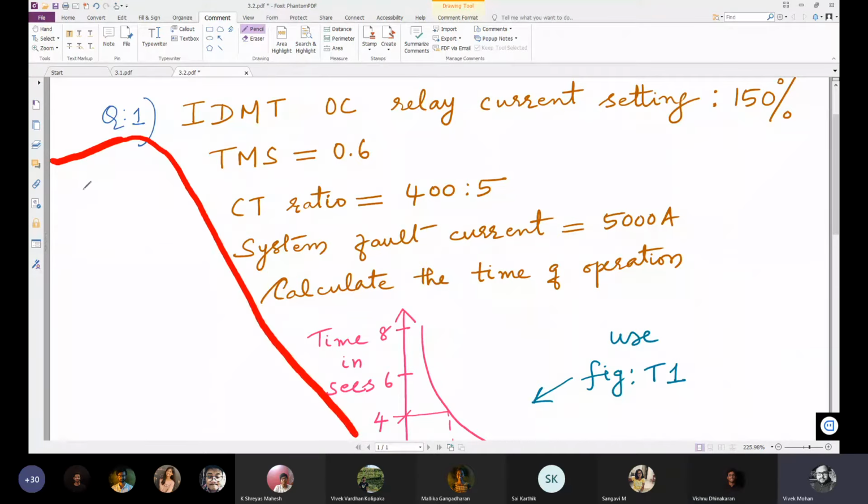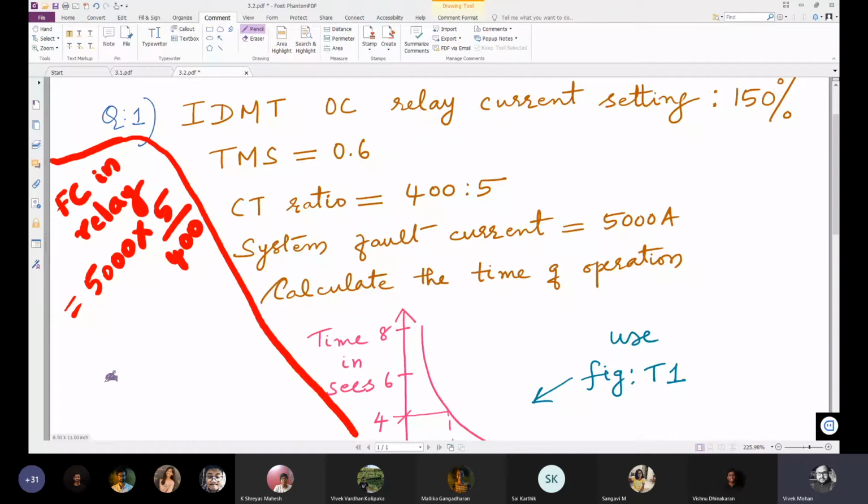I will do this. So the fault current in the relay. What is it? Actual fault current is 5000 into 5/400, which is equal to 62.5, 62.5 amps.